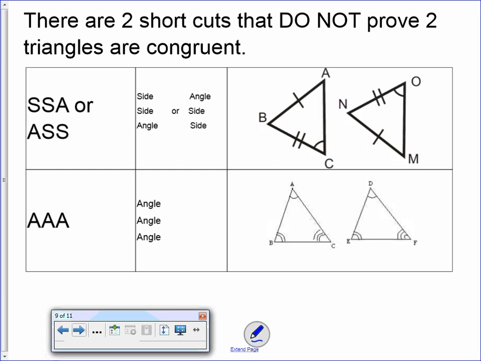It's not enough information. The second way would be triple A, angle, angle, angle. If you are told or if you prove that the 3 angles of one triangle are congruent to the 3 angles of another triangle, it's actually not enough information to prove that the 2 triangles are congruent. So you want to watch out for these as possible answers in multiple choice questions. If you see them, you can cross them off right away because they cannot be right.